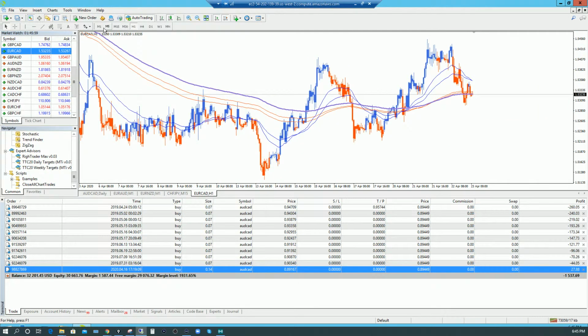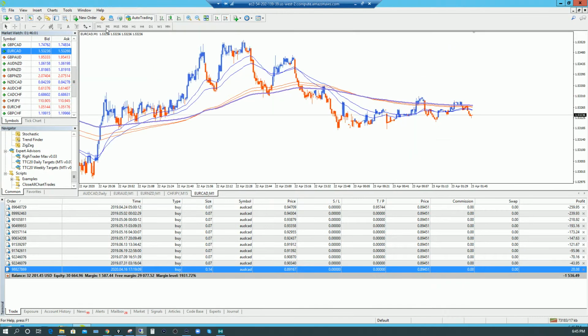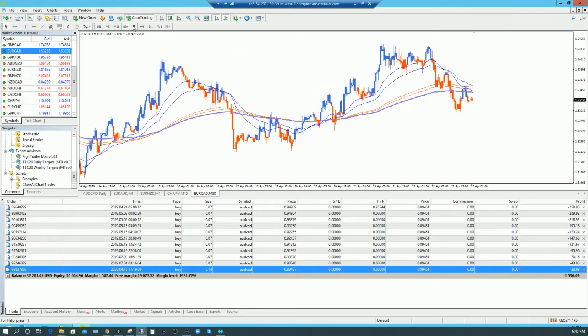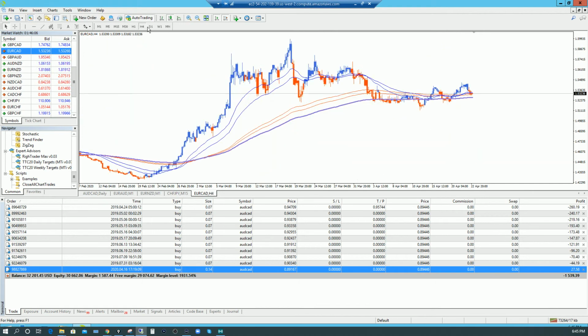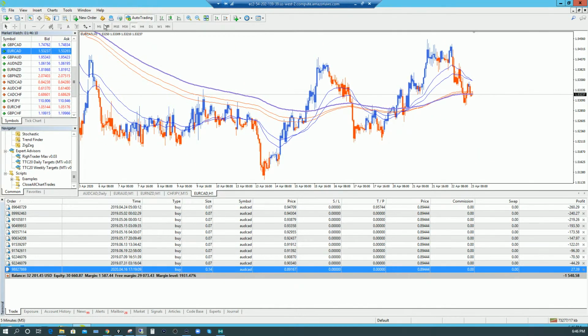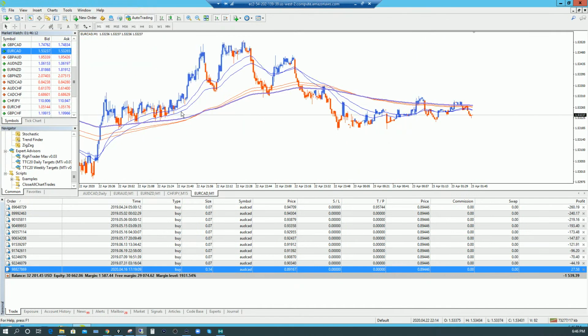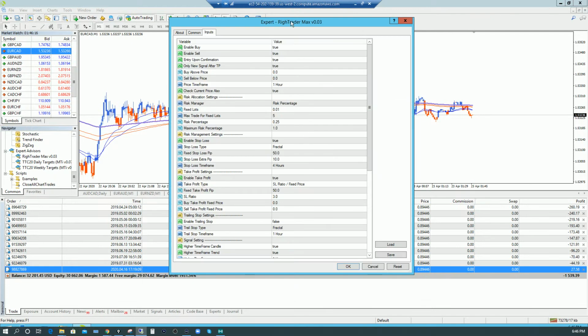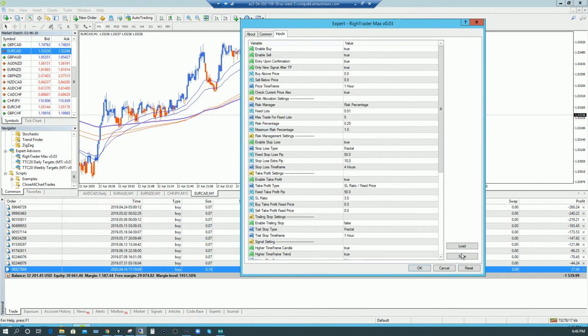And what I'm going to do is just update my data right here. I want to make sure I've got all my data updated, because sometimes that can manipulate my entry points. All right, cool. I want to go to the 1 minute time frame, and I want to go ahead and pull up my EA, and I'm going to go ahead and set some values in here.